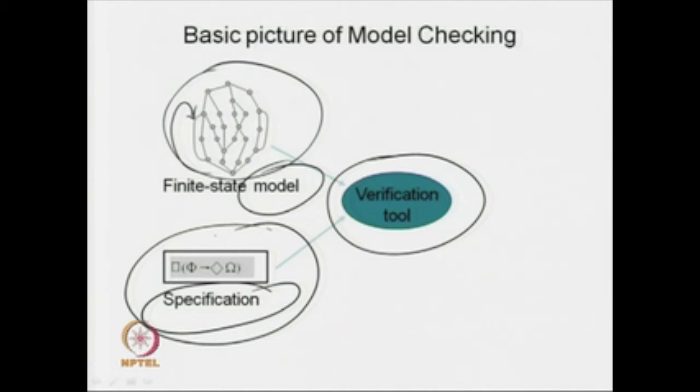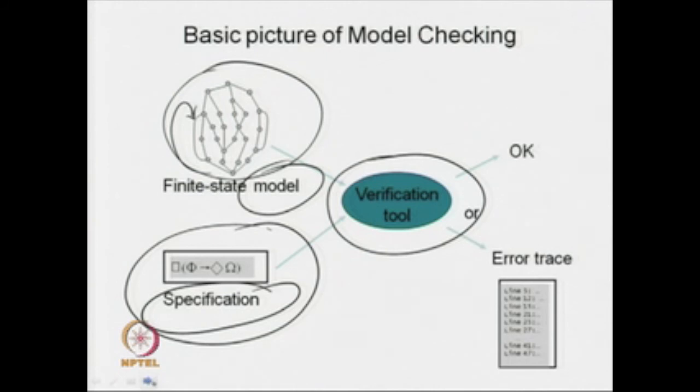Now, both these components will be given as an input to my verification tool, and this verification tool is going to check whether the given specification is true in this model or not. So, what is the output of this verification tool or the model checker? If this property is indeed true in this model, then it will just give you the output OK, or it will say true. That means the given specification is true in my model.